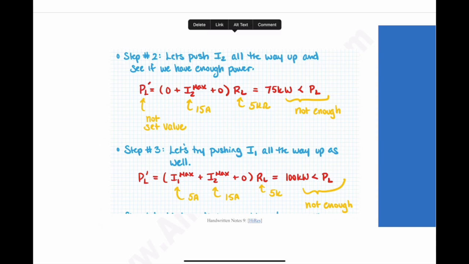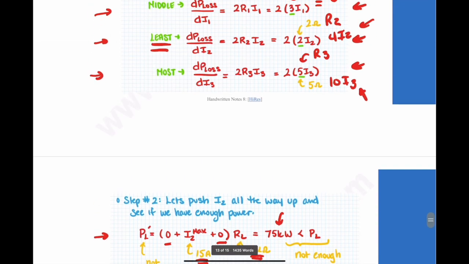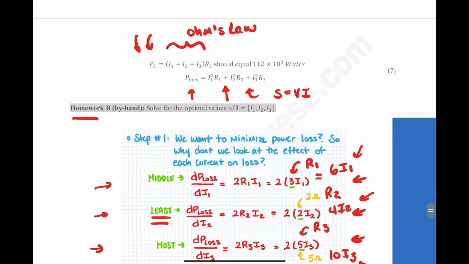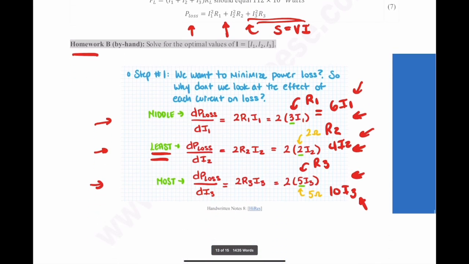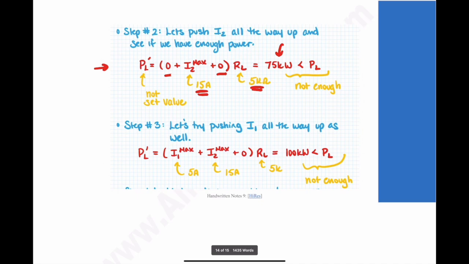So here we have our total PL, right? The total power consumed by the factory, with I1 being 0, I3 being 0. We're going to start off by just turning those two off and maxing out I2. So we have 15 amps times 5 kiloohms, and that gives us 75 kilowatts, which is less than what we need. Okay, we're asked to generate 112 kilowatts. So that means we're going to need some more power from somewhere.